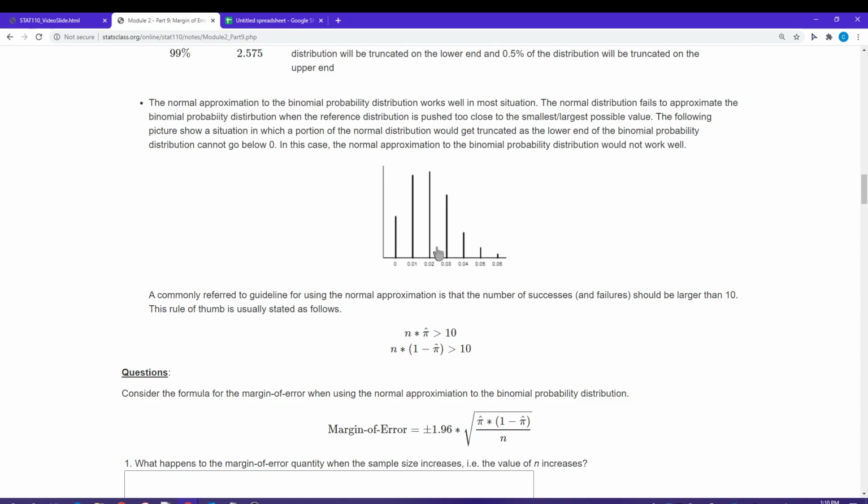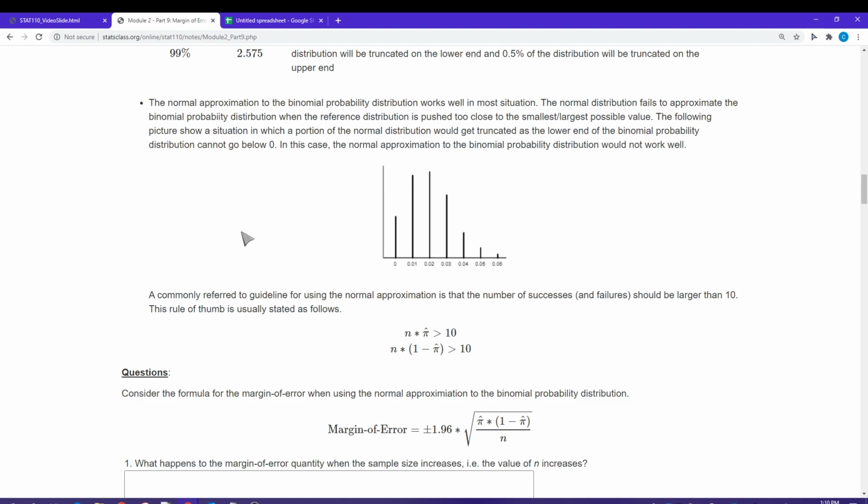So you need to be careful in using this approach when the pi hat value is too close to 0, or the same thing can happen when the pi hat value is too close to 1. The distribution will be jammed up against 1, and it'll get truncated off on the right-hand side in that situation.